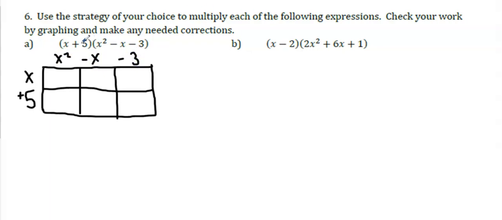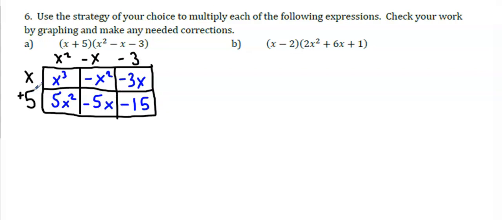Now I multiply. So the property that I'm using to be able to do this is called the distributive property. So I'm going to multiply x times x squared to get x to the 3rd power. X times negative x will give me negative x squared. And x times negative 3 gives me negative 3x. X squared times 5 gives me 5x squared. Negative x times 5 gives me negative 5x. Negative 3 times 5 gives me negative 15.